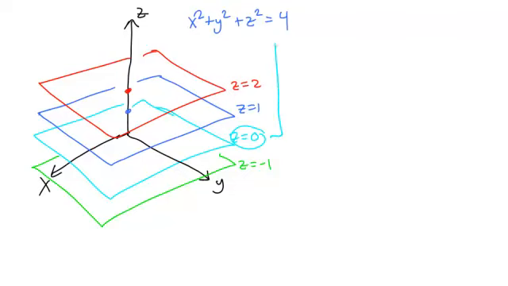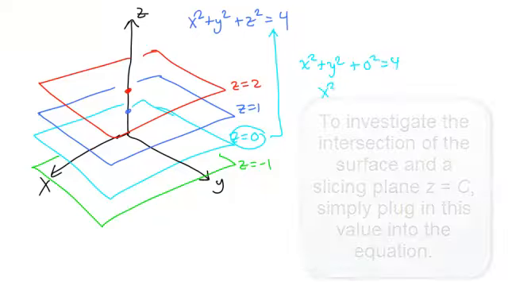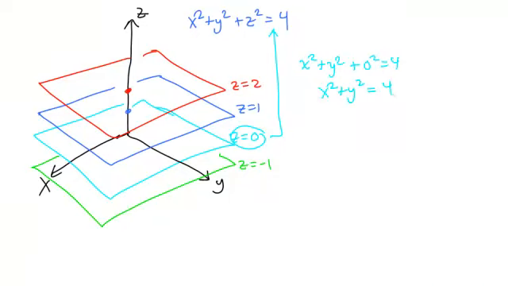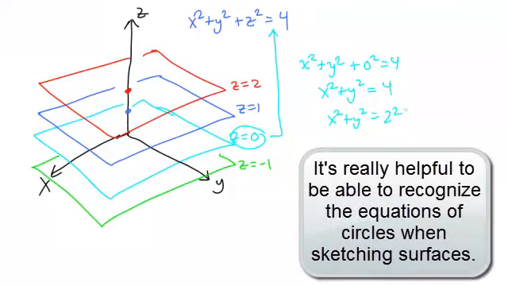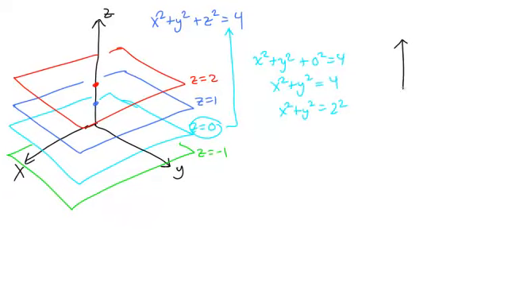If z is equal to 0, we can plug that into this equation, and so the z equals 0 slice would look like x squared plus y squared plus 0 squared is equal to 4. That's x squared plus y squared is equal to 4, or x squared plus y squared is 2 squared. And so that's the equation of a circle of radius 2. If I were to take a top-down view of the surface, looking straight down the barrel of the z-axis, and highlight only that one slice, I would see a circle of radius 2.